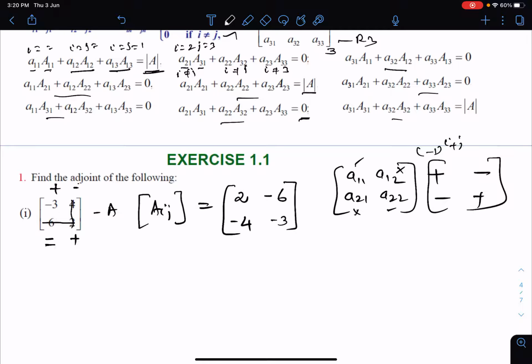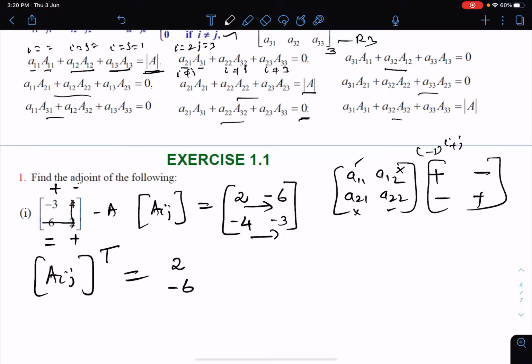Now this is Aij. For the adjoint, what should you do? This Aij, you have to take the transpose. So this row you write as a column. The first row will become 2, minus 6, and similarly the second row will become minus 4, minus 3. This is going to be your adjoint A.